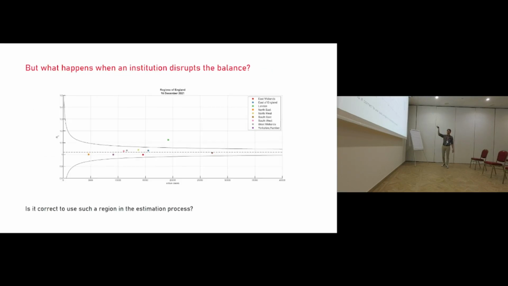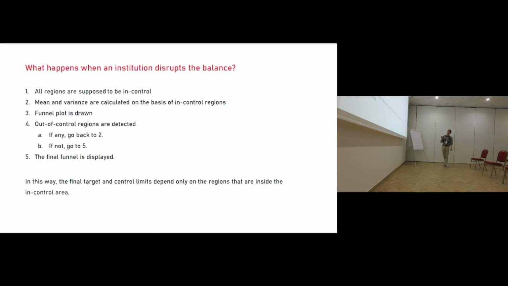But what happens when an institution disrupts the balance? In this case, the green point has escaped the funnel. Is it correct to use such a region in the estimation process? Of course, no. We don't like this kind of behavior.